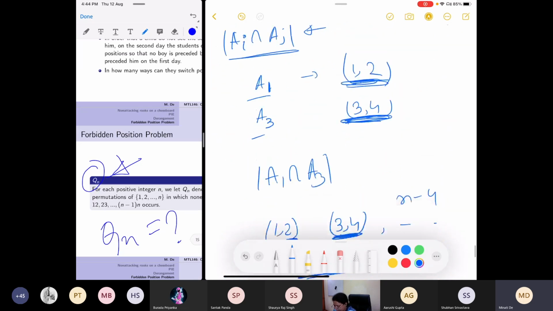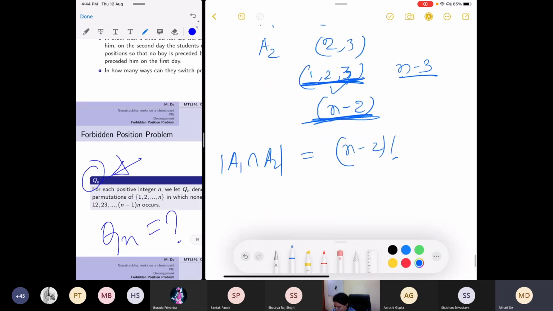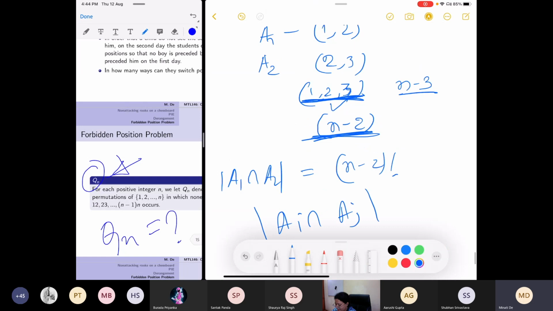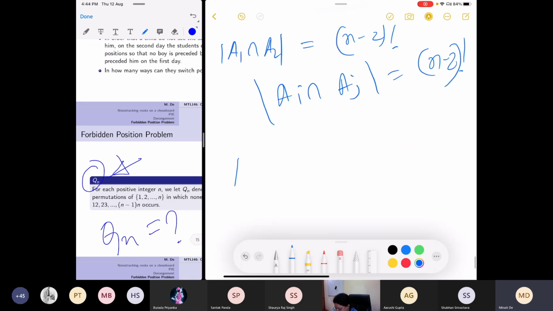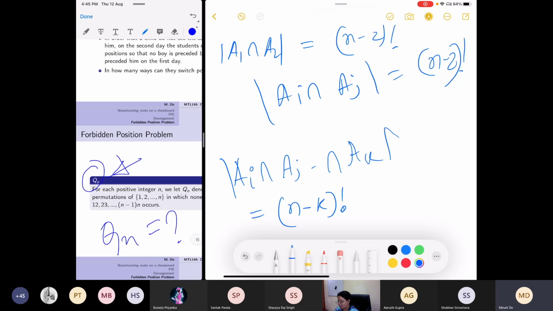Similarly, this idea, whatever I just mentioned, the cardinality of AI intersection AJ, irrespective of whether there is some common element or not, this count is n minus 2 factorial. Similarly, if you have AI, AJ up to AK intersection, then one can show with similar logic that the cardinality will be, your guess? I did not write it. You need to write. One can show that it would be n minus k factorial, irrespective of whether they have common elements or not. So this number is n minus k factorial.